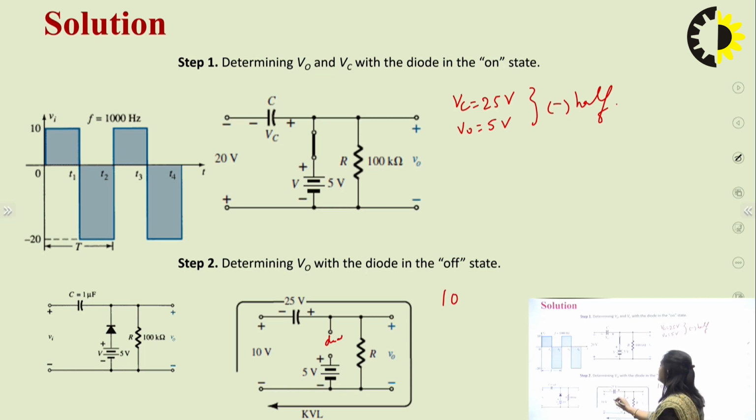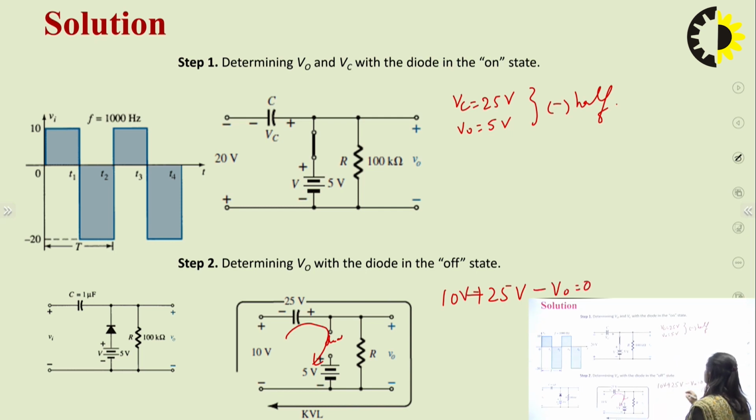By applying KVL through this loop, we can find: 10 volt plus 25 volt minus V naught is equal to 0. So V naught would be equal to 35 volt. So this is the case when there is a positive half cycle. So now we have the output as 5 volt in the negative half cycle and 35 volt in the positive half cycle.